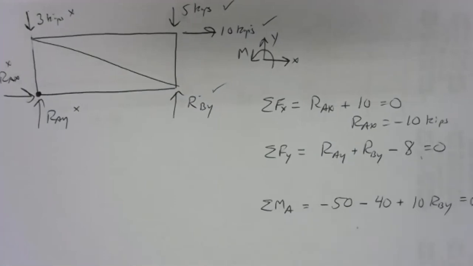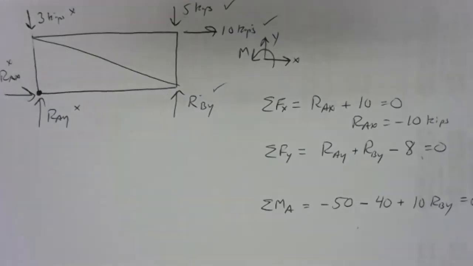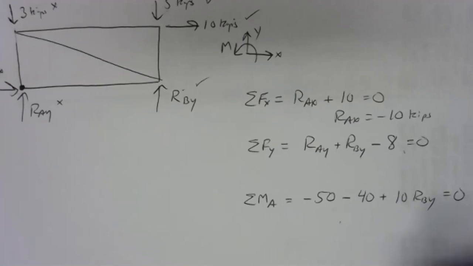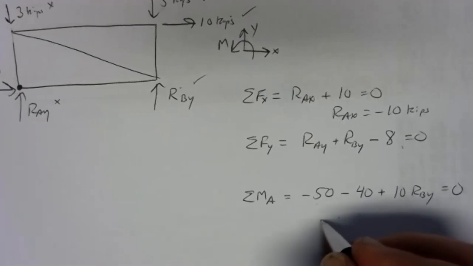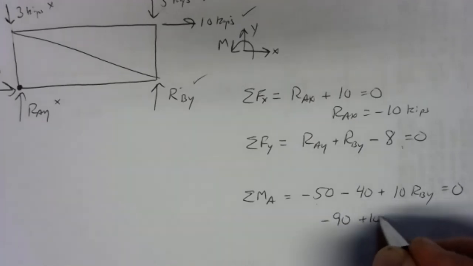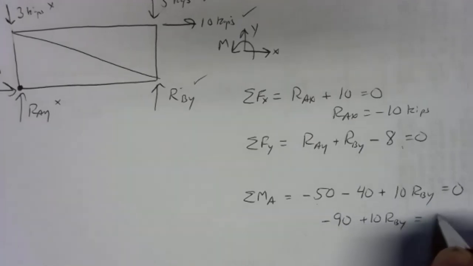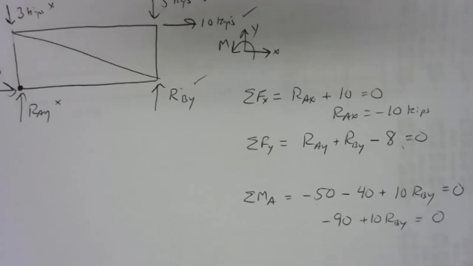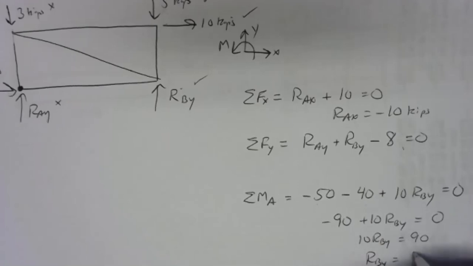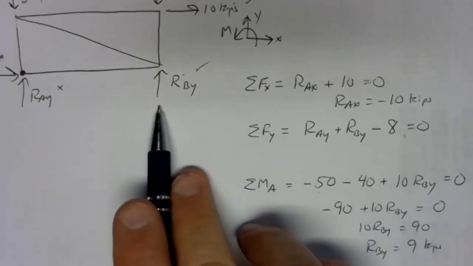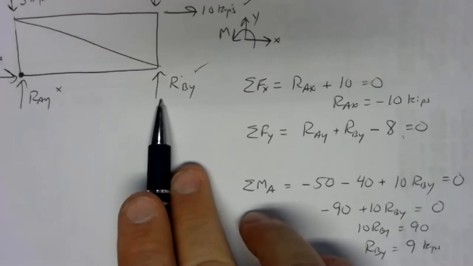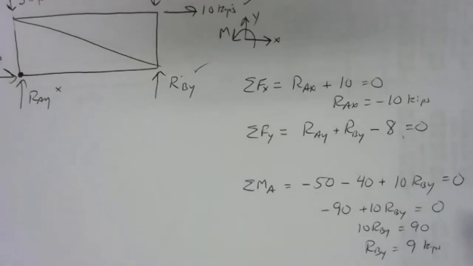Jump to the moment equation because we don't have enough to solve for the y direction equation. Negative 40 minus 50, that's negative 90. So we have negative 90 plus 10 RBY equals 0. And solving that's relatively easy. 10 RBY equals 90. So RBY equals 9 kips. Now that came out positive, so we can be relatively confident in our assumed direction for RBY.